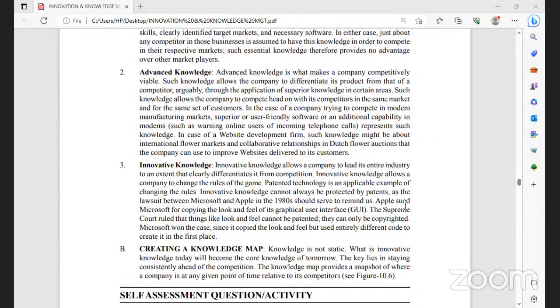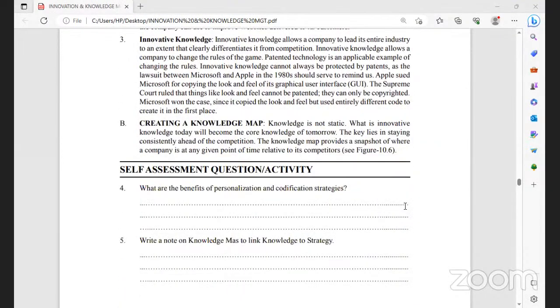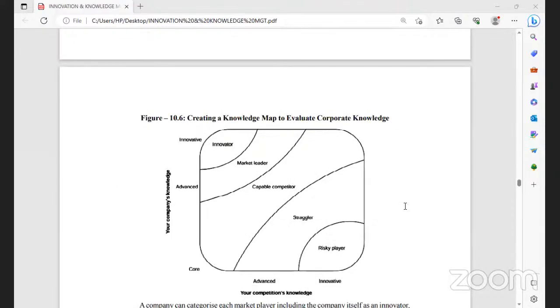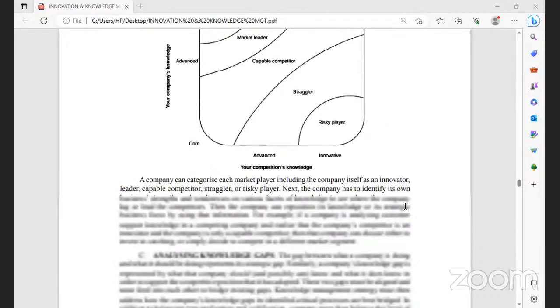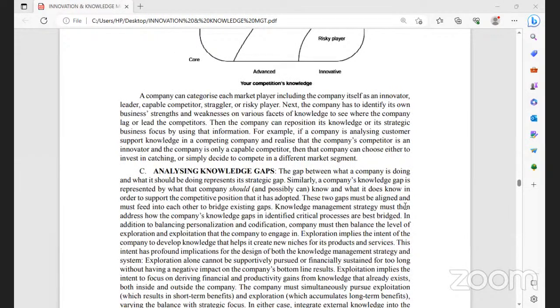Similarly, advanced knowledge and innovative knowledge are all considered relative to competitors in the business environment. And here the diagram clearly illustrates creating a knowledge map to evaluate corporate knowledge with various phases: innovator, market leader, capable competitor, straggler, and risky player. Like this, a company can categorize each market player, including the company itself, as an innovator, leader, capable competitor, straggler, and risky player.